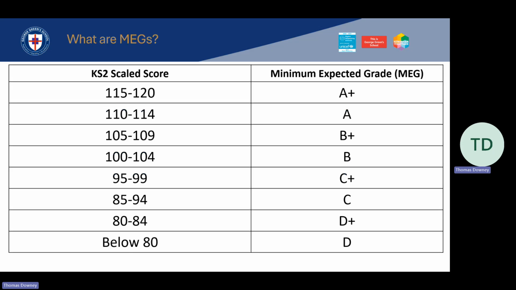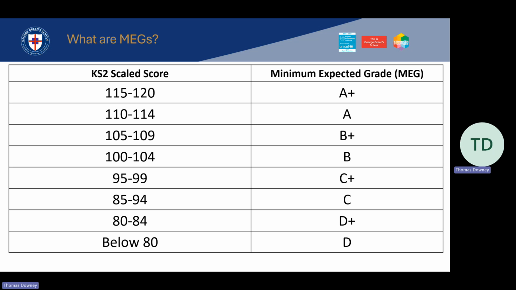Firstly, minimum expected grades are the amount of progress we expect each student to make based on the data that they have from Key Stage 2. So this table in front of you shows you Key Stage 2 scaled scores are the scores that students get in their SATs in Year 6 at the end of primary school. These SATs are used as a benchmark to allow us to measure if students are making progress throughout their time at secondary school. In each year, students will be given a minimum expected grade.